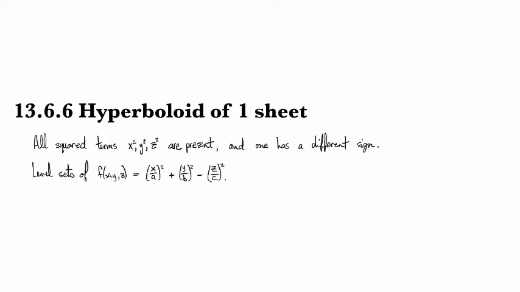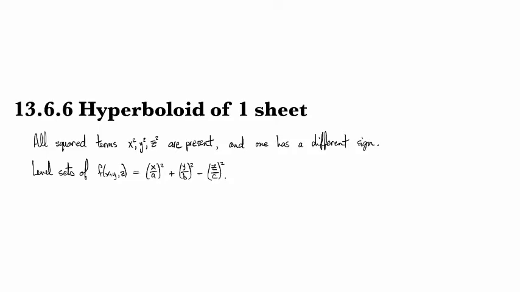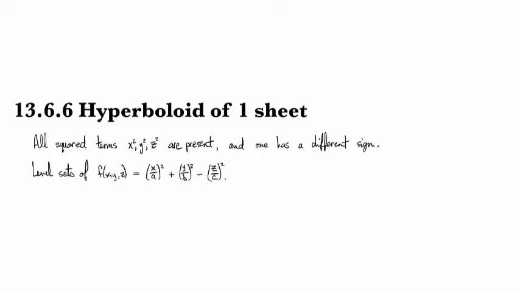Now we'll look at hyperboloids. This is the kind of thing that you get when all the squared terms are present, but one of them has a different sign from the others. So you have two positives and a negative, or two negatives and a positive, or something like that. Then we're going to be looking at level sets of a function that looks like this. I've just chosen to have z be the one that's negative for purposes of illustration, but you could have the negative sign in front of either of the other two terms as well.